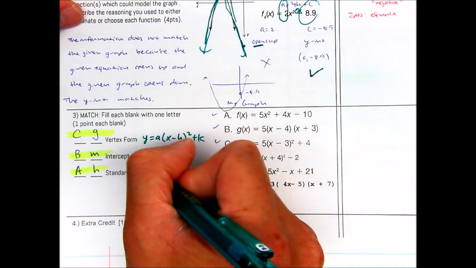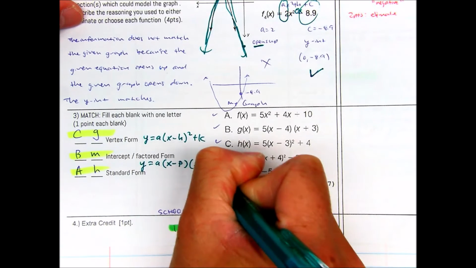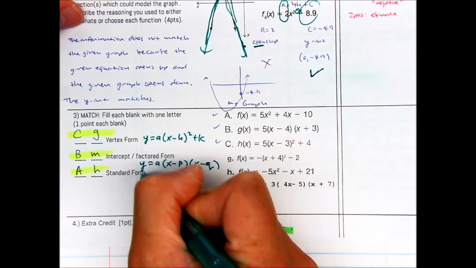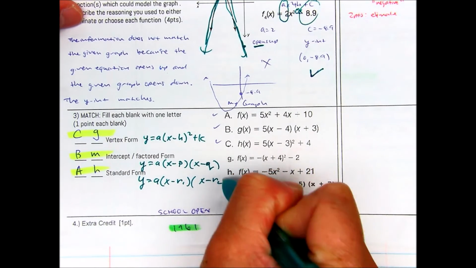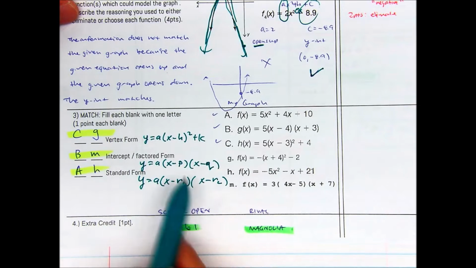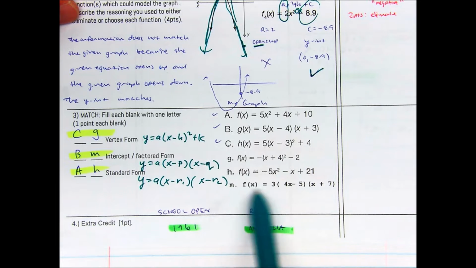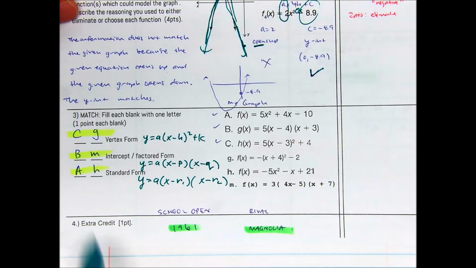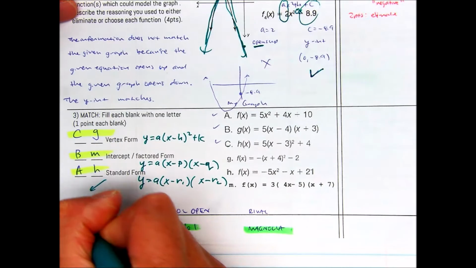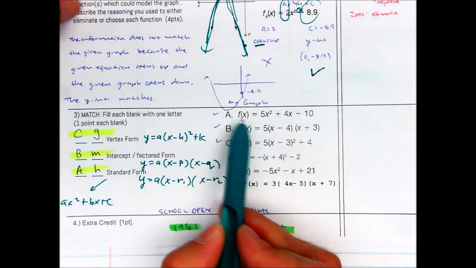Intercept or factor form, y equals a times (x minus p)(x minus q), or sometimes they write it as (x minus r1)(x minus r2). And essentially it's the same thing as you have two sets of parentheses, so that would be choice B and M. It's okay if you have a value on the outside, that's just your a value. So M and B or B and M. Standard form has no parentheses. That would be choices A and H.